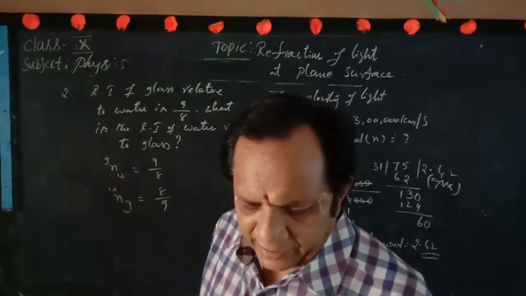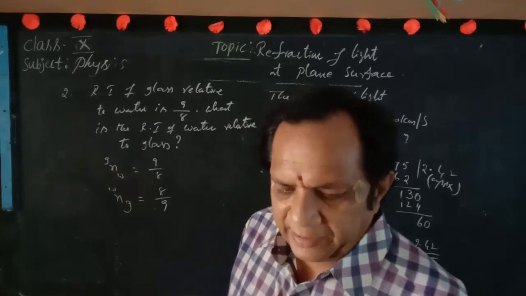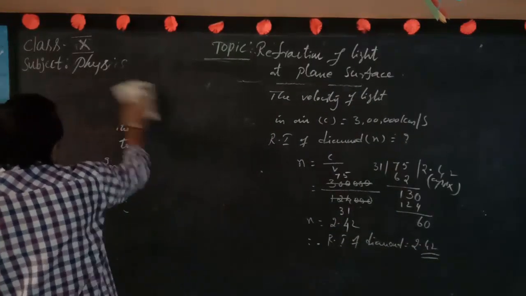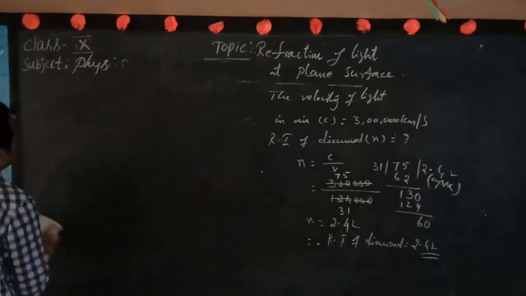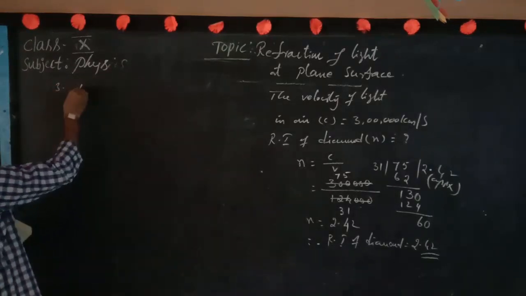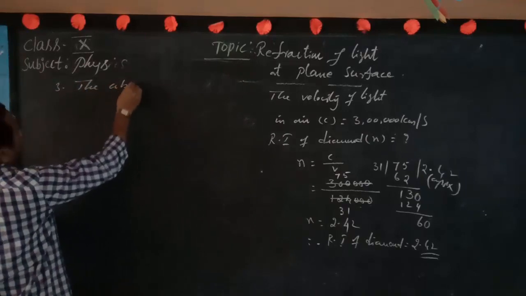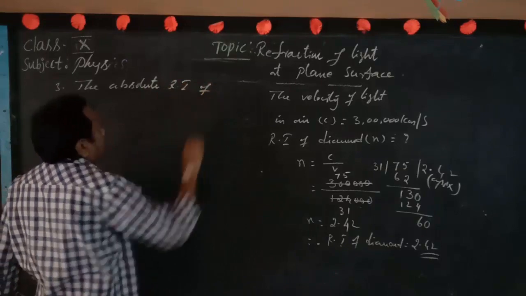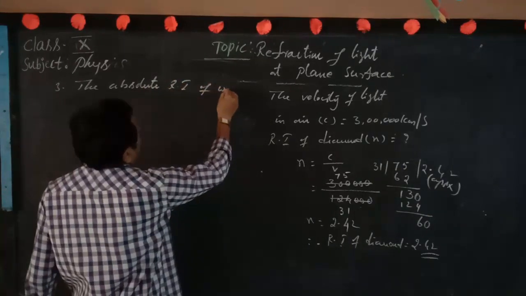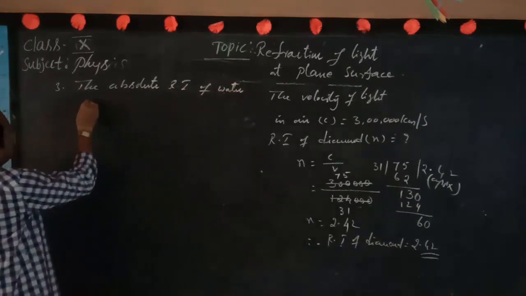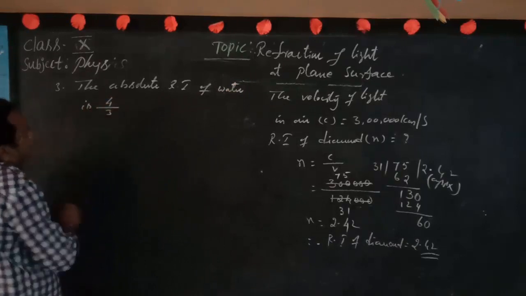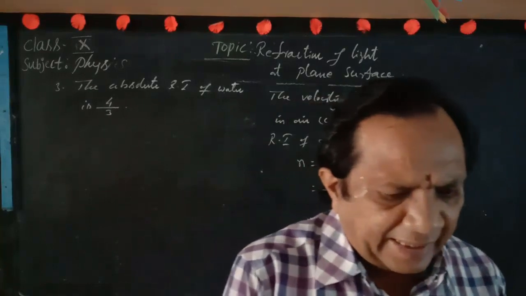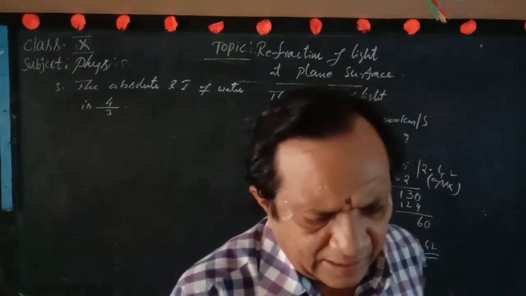The absolute refractive index of water is 4 by 3. Third one, the absolute refractive index of water is 4 by 3. Now, what is the critical angle?